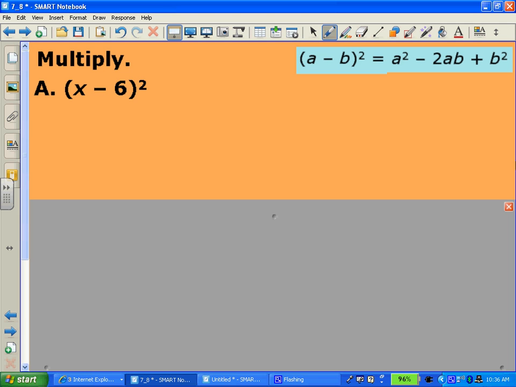If I do some examples here, it's the exact same process. This is a, this is b. So x squared is x squared, minus 2 times a times b, plus b squared, which is 36. So that would be x squared minus 12x plus 36.